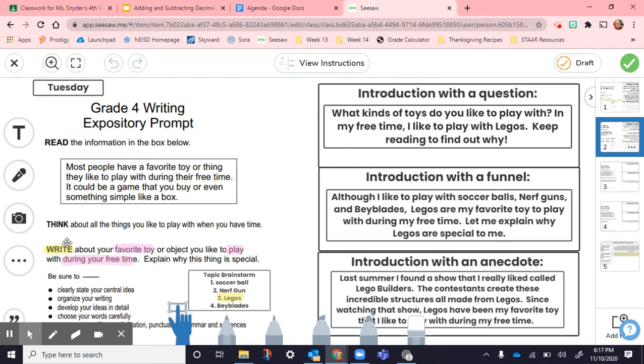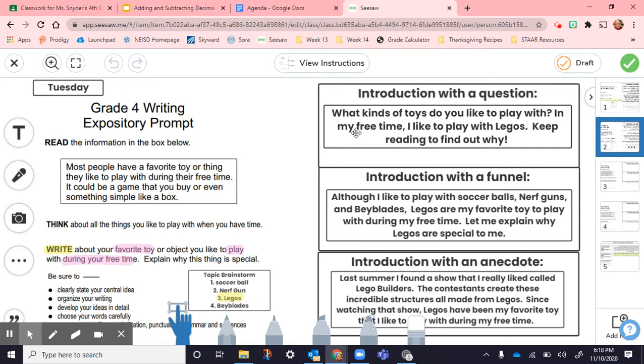So this one was talking about a favorite toy. You're writing about a favorite toy or an object you like to play with during your free time, and explaining why this thing is so special. So we started off with our topic brainstorm, and we put 4 toys: soccer ball, Nerf gun, Legos, and Beyblades. We highlighted which one we're going to pick, because it says favorite toy. It doesn't say toys. So we picked one, and then we practiced 3 ways to do an introduction. Again, an introduction has the hook, which is how you're connecting with your reader, and then the central idea. So one way you can start off your paper is with a question.